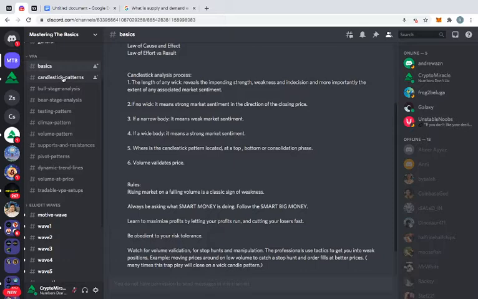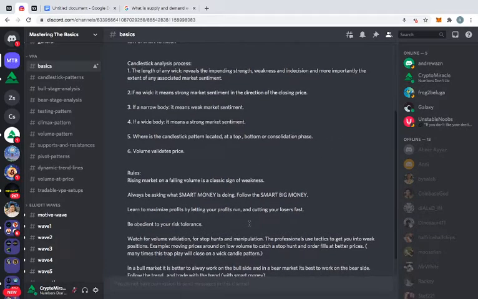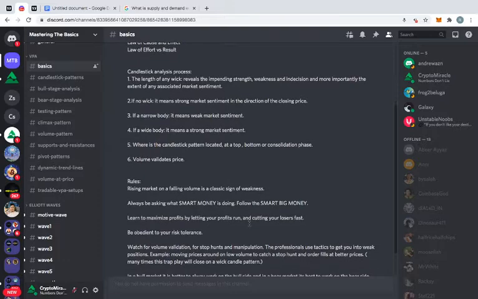So again, we're going to talk about this more in candlestick patterns. And then number 5 is where the candlestick is located, at the top or the bottom of a consolidation phase. Number 6, volume validates price. So is it real or fake volume?